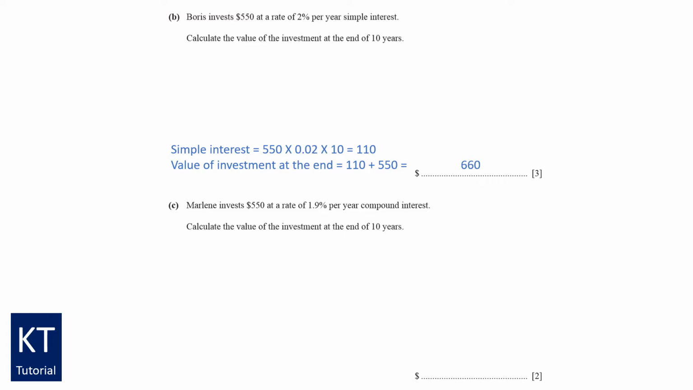Next, Marlene invests $550 at a rate of 1.9% per year compound interest. Calculate the value of the investment at the end of 10 years. Its compound interest value is 550 times 1.019 to the power of 10.